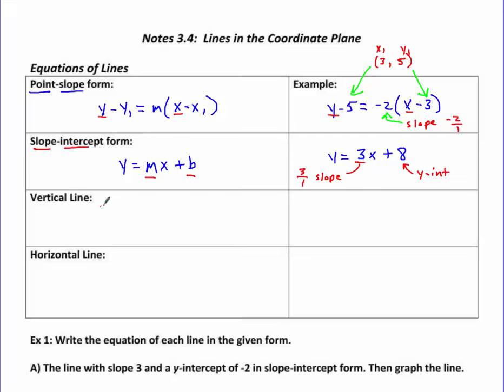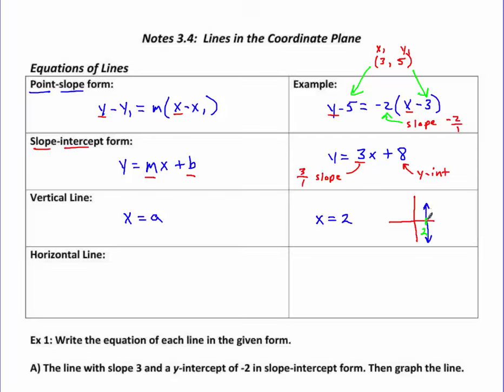Okay, a vertical line, and I'll draw a quick picture here first. A vertical line will look like this on a graph, and it always has the equation x equals some number. So we'll say x equals a. Our example here might be x equals 2. And this point right here would be 2. It means that x equals 2 for every point on this line.